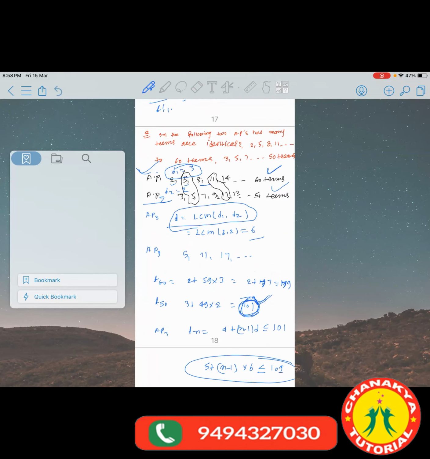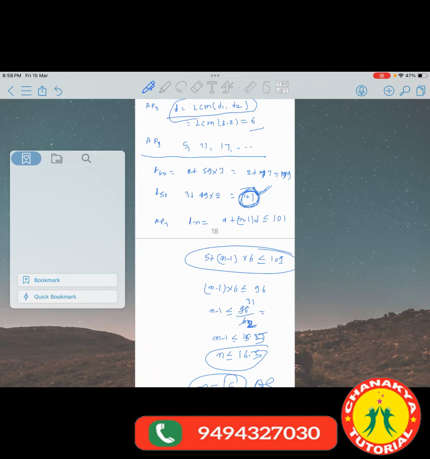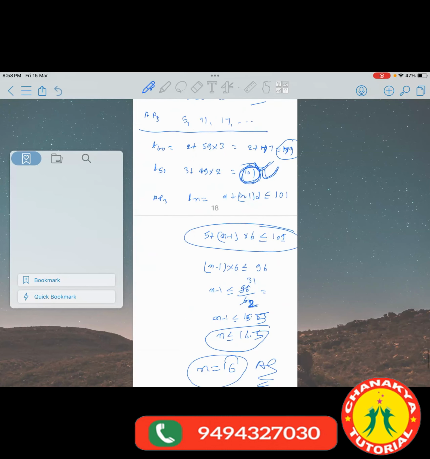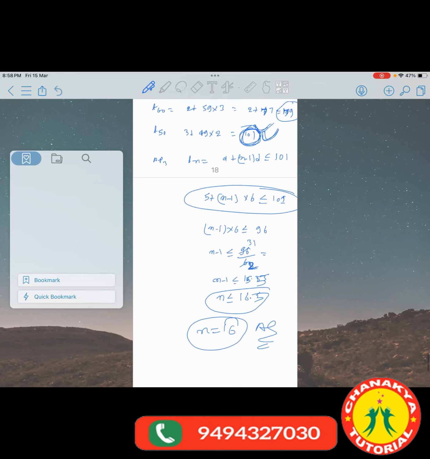So the third AP is like that. The last common term, the maximum last common term, is 101, right? You can do that.